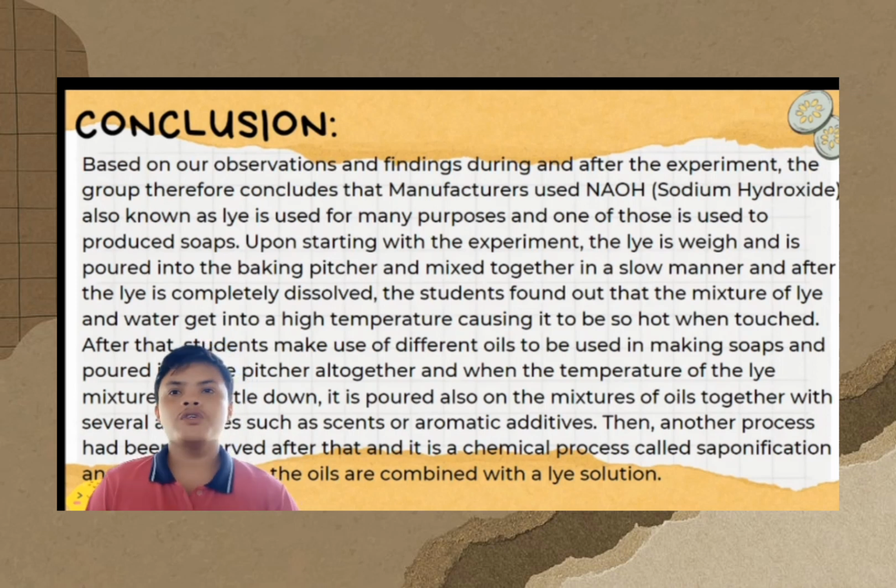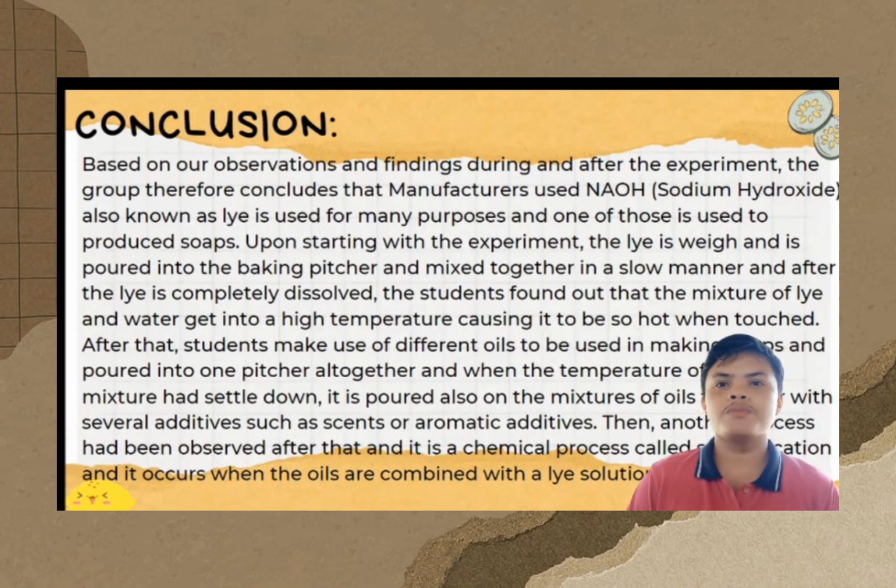Upon starting the experiment, the lye is weighed, poured into the pitcher, and mixed together in a slow manner. After the lye is completely dissolved, the students found out that the mixture of lye and water reaches a high temperature, causing it to be so hot when touched. So after we mixed the sodium hydroxide with water, we found out that the mixture is so hot when touched.